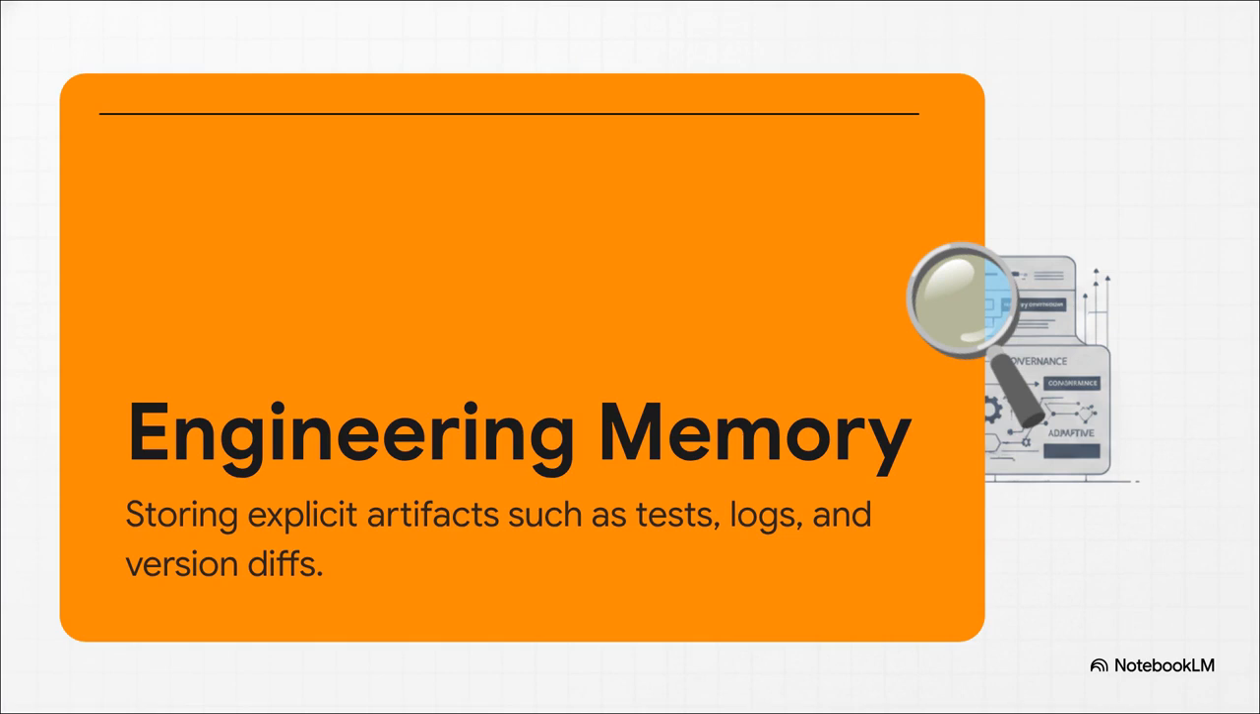In a heuristic system, engineering memory retains actual functional artifacts, tests, logs, version histories, specifically to prevent that catastrophic forgetting we talked about earlier. Instead of just noting an answer was bad, engineering memory might actually add a specific test to the codebase to prevent it from happening again.